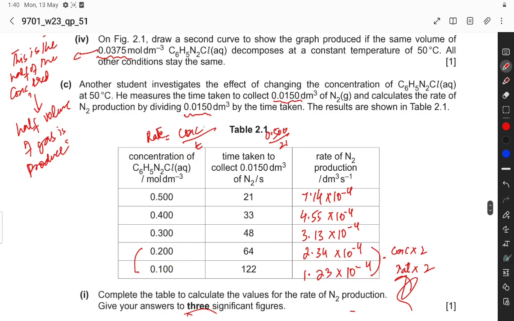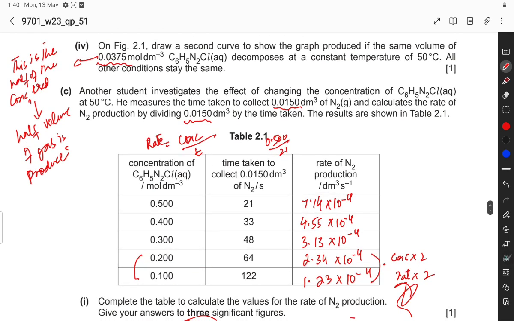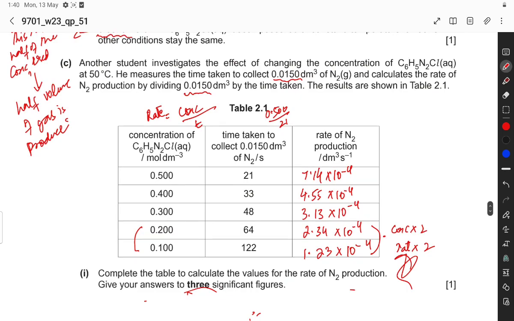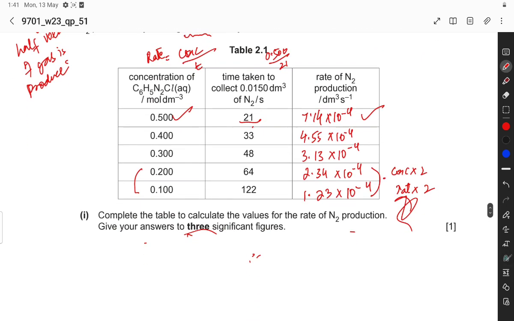Rate, we know that rate is equal to concentration divided by time, and 0.500 is the initial concentration divided by 21. 21 is the time taken, and this is the concentration. This is how to calculate the rate of nitrogen produced in dm cube per second. So this is how to get this value, concentration over time. So this is equal to 7.14 into 10 raised to the power minus 4. This is equal to 4.55 into 10 raised to the power minus 4.